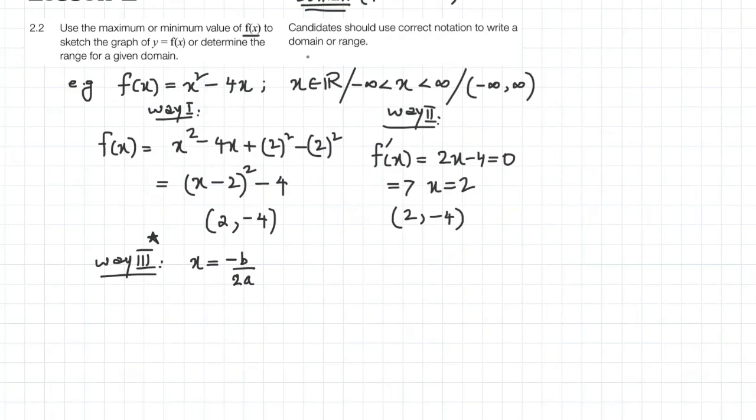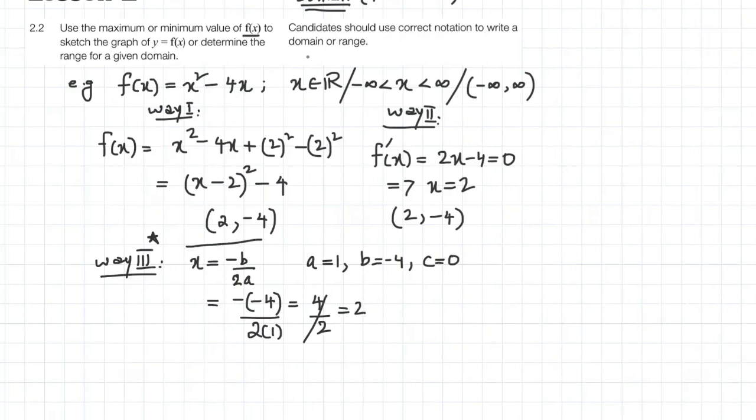If you check the initial function, a is 1, b is negative 4, and c in this case is 0. Let's try whether this gives the same x coordinate, which is 2. Minus b, which is minus of negative 4, divided by 2 times 1. Well, there you go. It gives you the correct answer. So just box it somewhere, highlight it. This is another way of finding the x coordinate of the vertex. In each of these cases, you can get your x coordinate and y coordinate. So that's step one while determining the range of a given function.